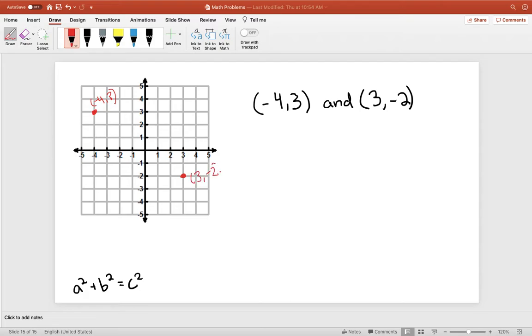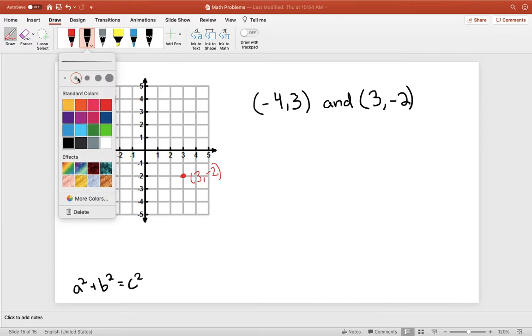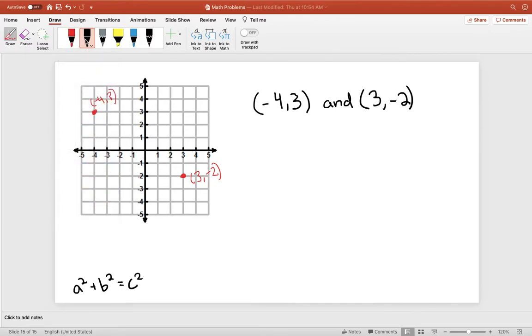Okay, now I need to make a right triangle. So let me go ahead and switch pens here. Make this a little thicker. That's sufficient. All right, so the first thing I'm going to do is make a vertical line that goes from the point to the left. It doesn't really matter which one you make a vertical line though, so I'm just going to make a vertical line going down here. Make it as straight as possible. It doesn't have to be perfect. All right, and then I'm going to go to the other point and make a horizontal line that goes back.